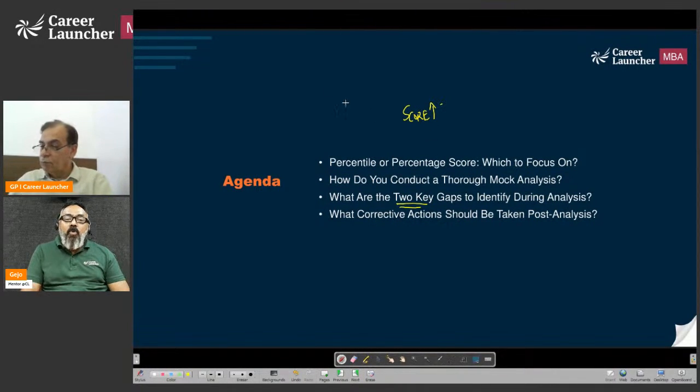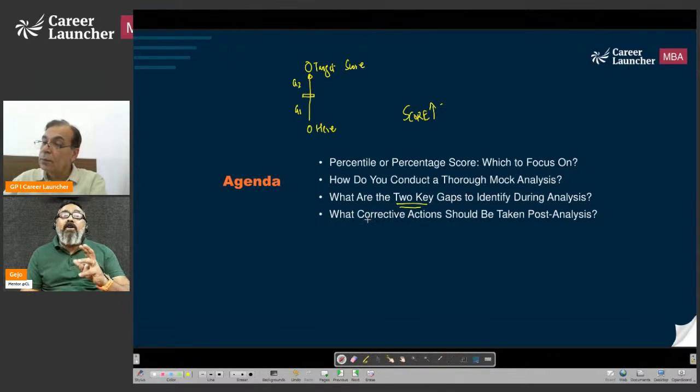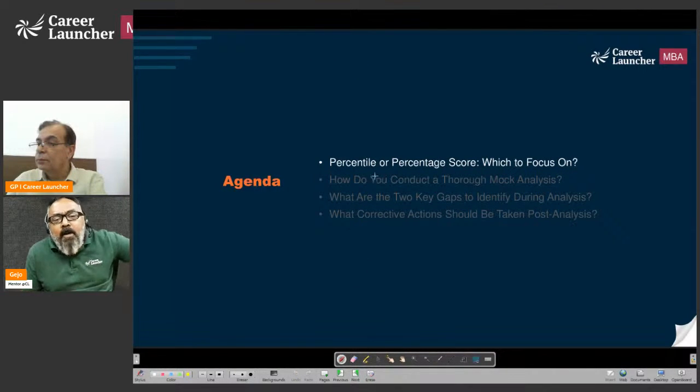If you have to improve a score, let's say we have a certain target, whatever your target score is, and currently we are here. We have to reach this target score, but within that we want to differentiate and identify two gaps, gap one and gap two, which require two different kinds of approach. That's what we'll do. Then we'll talk about what corrective action should be taken post analysis. And there is a question towards the end. We'll take that. Yeah.